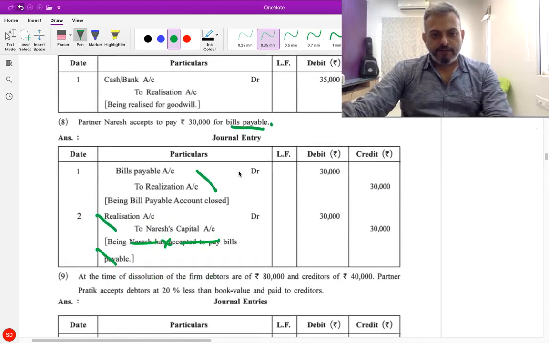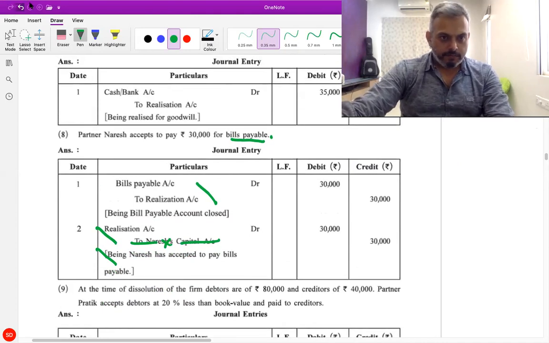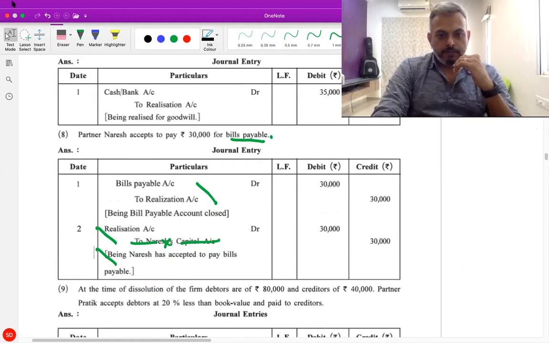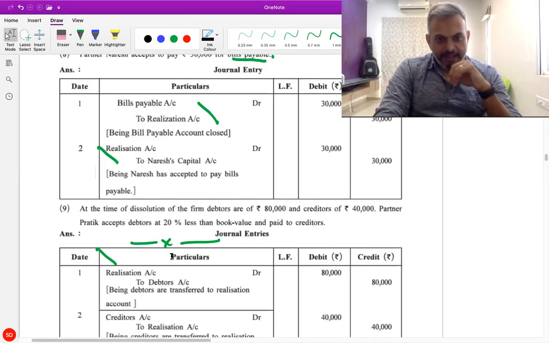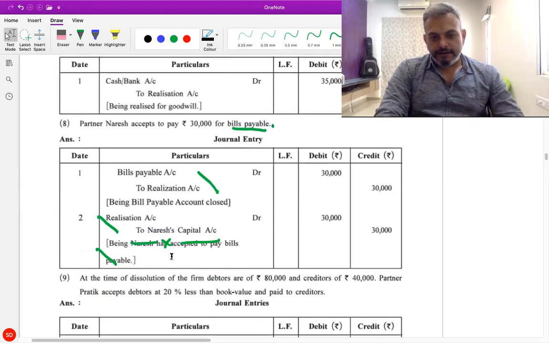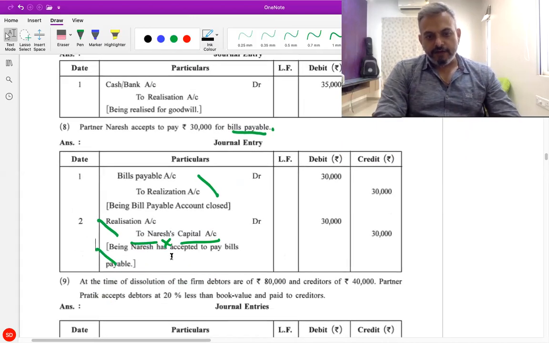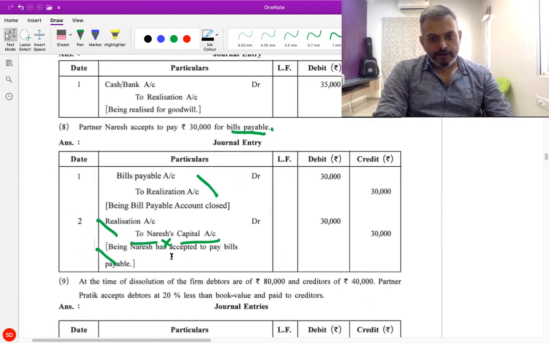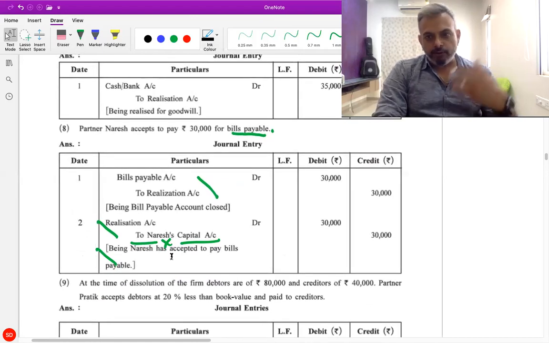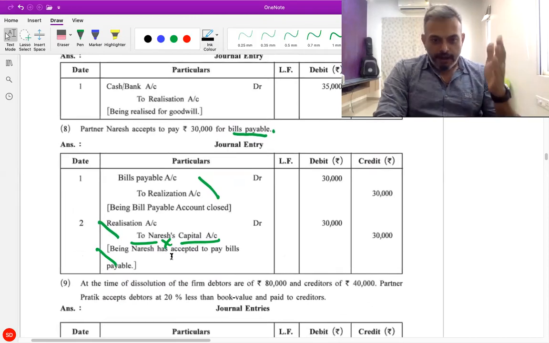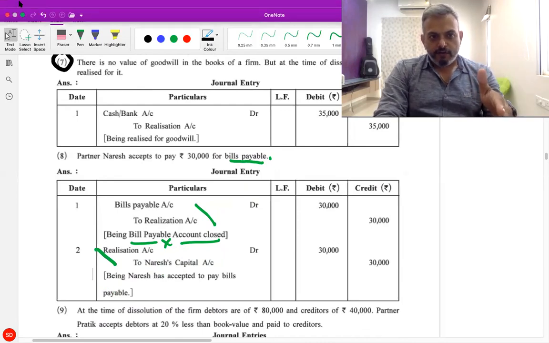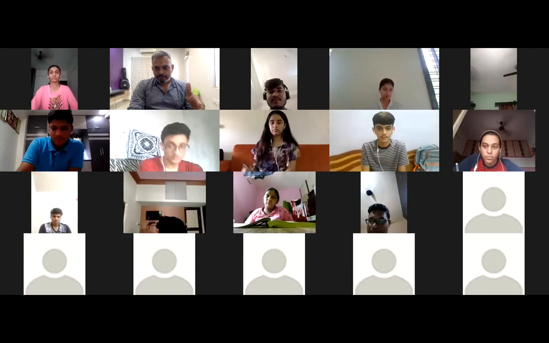At the time of dissolution of firm, debtors are 80,000 and creditors are 40,000. Partner Pratik accepts debtors at 20% less than book value and pays the creditors. Now, again, mark this important. This is what we have also done in the questions we have solved in our lectures. So, mark this important.